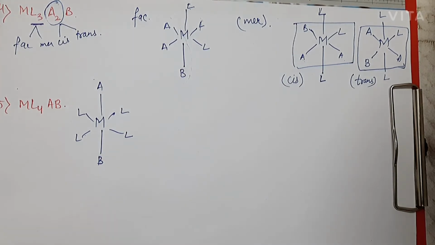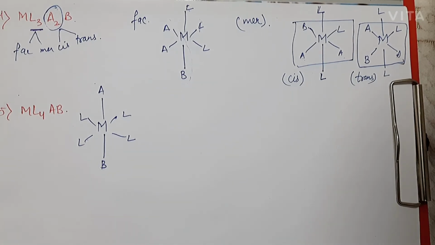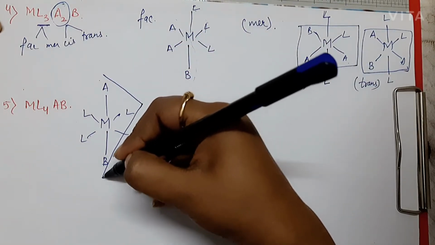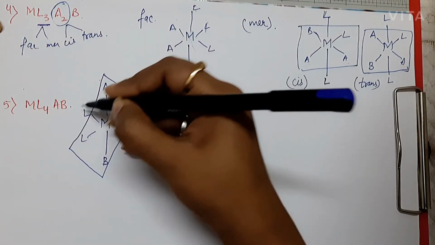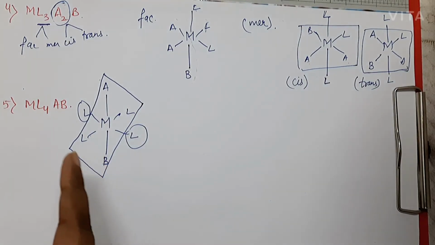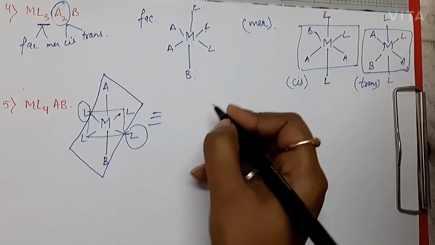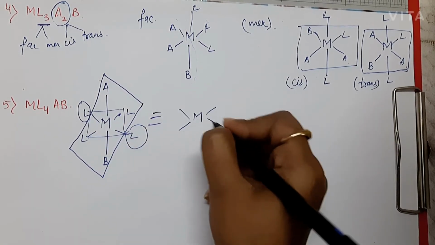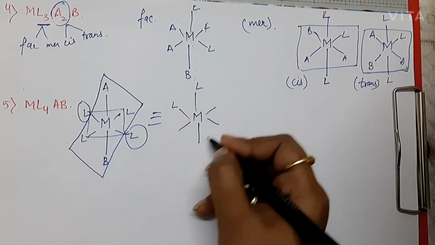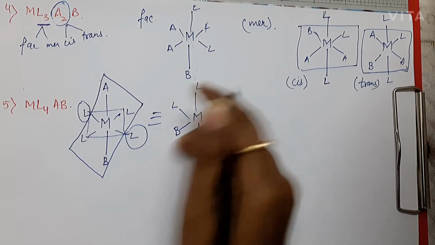Now what you can observe is that if we look for a plane of symmetry, then we can pass a plane through these four ligands and these two L will be reflecting each other, right? If you're not able to imagine this way, what you can do is, because these six positions are equivalent, you can give these 4L these positions and A and B at 180 degrees, just like this, right?